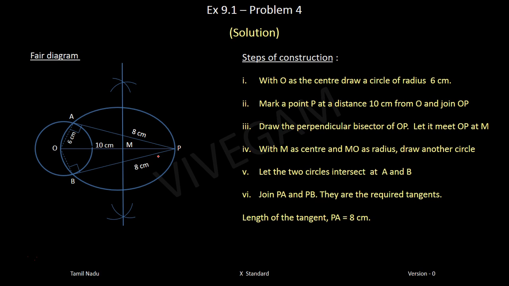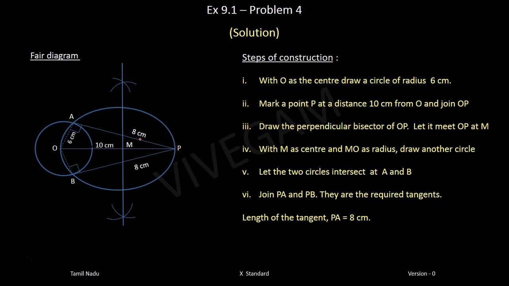It is cutting OP at point M. Then with M as a center and MO as a radius, draw another circle. With M as a center, MO as a radius, you're drawing this bigger circle. So let the two circles intersect at A and B. Join PA and PB. That is the required tangent. You measure AP and PB, it will be 8 cm. You have done it correctly.